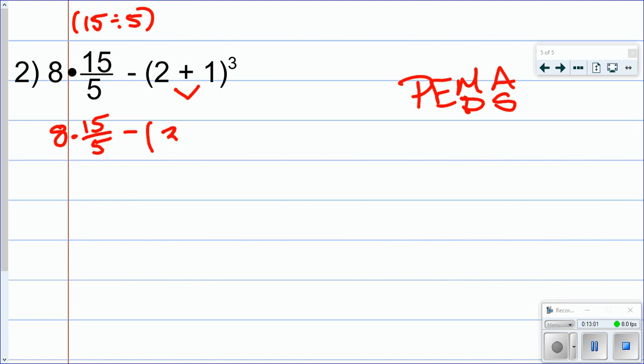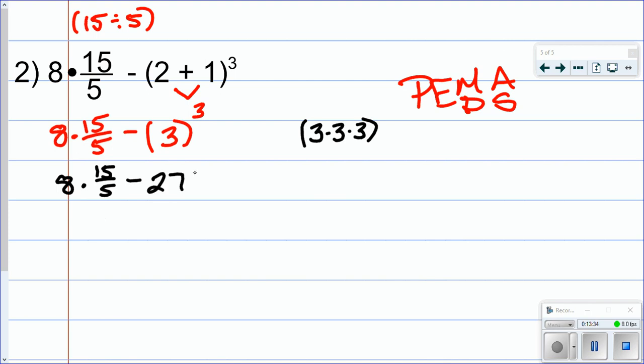So 2 plus 1 is 3. And we have an exponent of 3 here. Okay, the parentheses are gone now. Now next is exponents, and we have an exponent here. So remember that means 3 times 3 times 3. The base is 3. You're multiplying it times itself 3 times. So I'm going to bring this down. 8 times 15 divided by 5 minus 3 times 3 is 9 times 3 is 27.